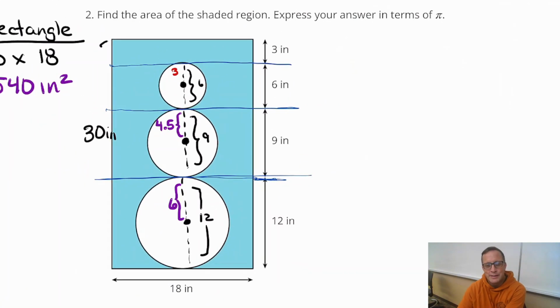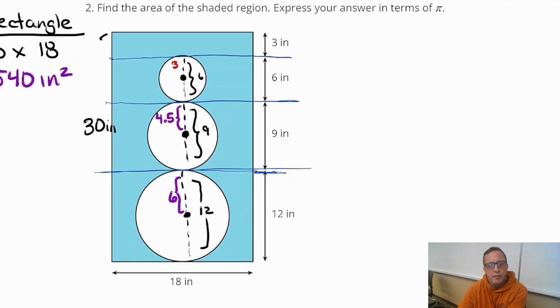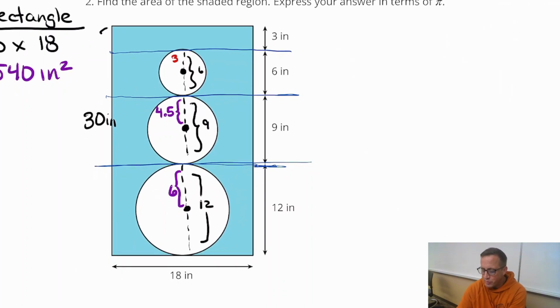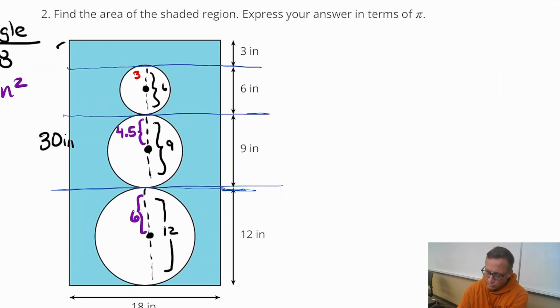Now we've got enough information to figure out the area of those circles. So you've got the circle, we'll call this circle A, this is circle B, circle C. So the area of A is going to be pi times radius squared. So you're going to do pi times 6 squared.